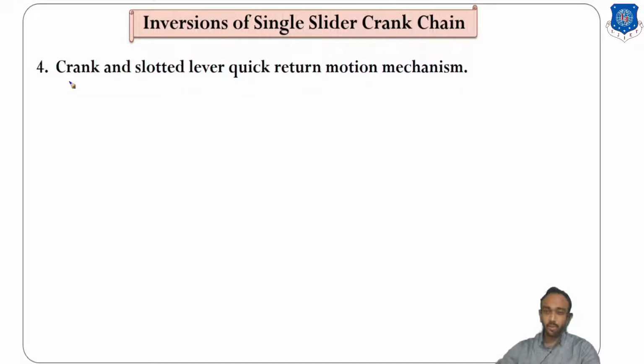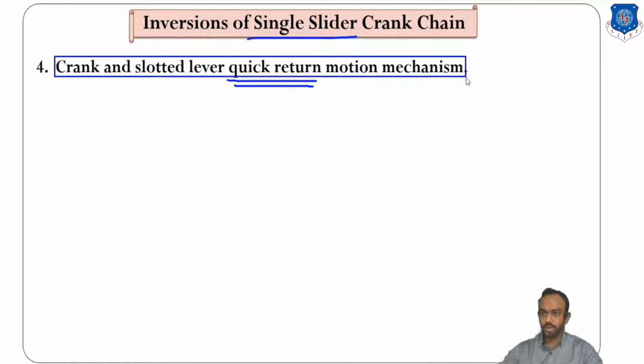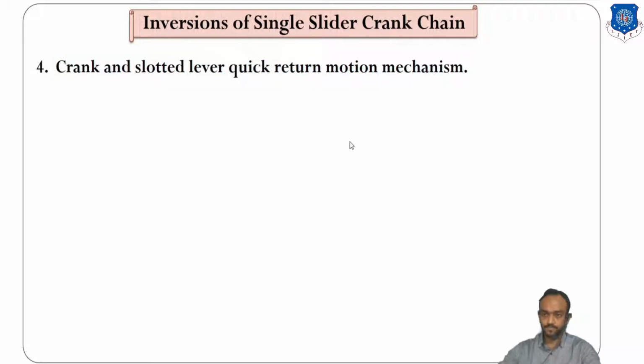The most important inversion of the single slider is the quick return mechanism. There are two quick return mechanisms, very important, and there are examples based on them in our book. The first inversion is the quick return crank and slotted lever quick return mechanism. Let's start.